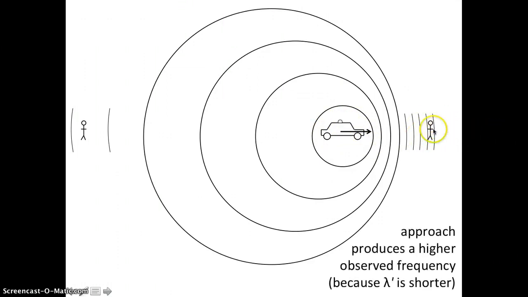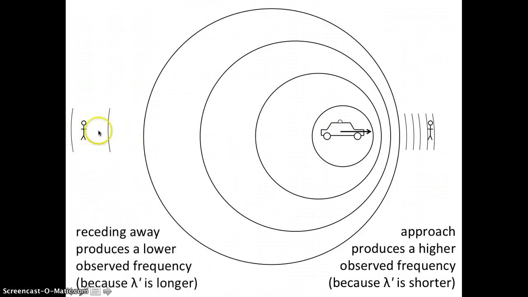For the person here, the observer, the car is approaching and the wavefronts are compressed. They're squished together. So this person hears a higher frequency. If the car, the source of the sound, is receding away from another observer, then that observer hears a lower frequency because these wavefronts are spread out.